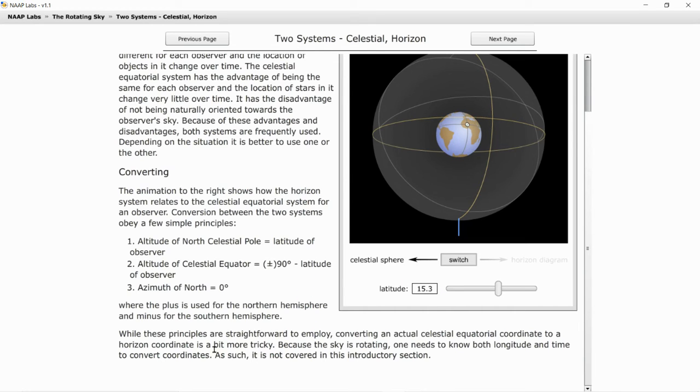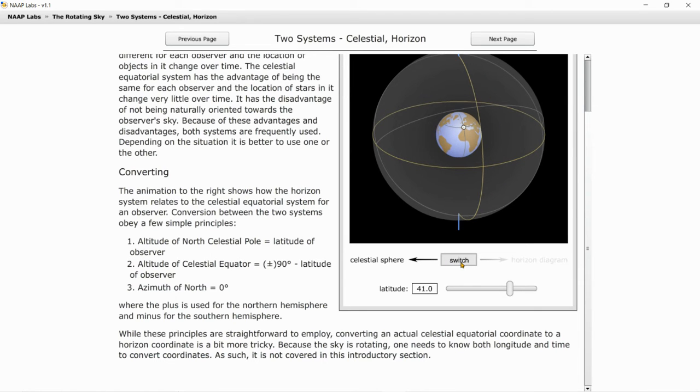While these principles are straightforward to employ, converting an actual celestial equatorial coordinate to a horizon coordinate is a bit more tricky. Because the sky is rotating, one needs to know both longitude and time to convert coordinates. As such, it is not covered in this introductory section. We can switch back and forth. You can see where the observer is right here, and getting close to 41 again. There it goes, 41. That's about our latitude. If you see it go around, it goes through Ohio.